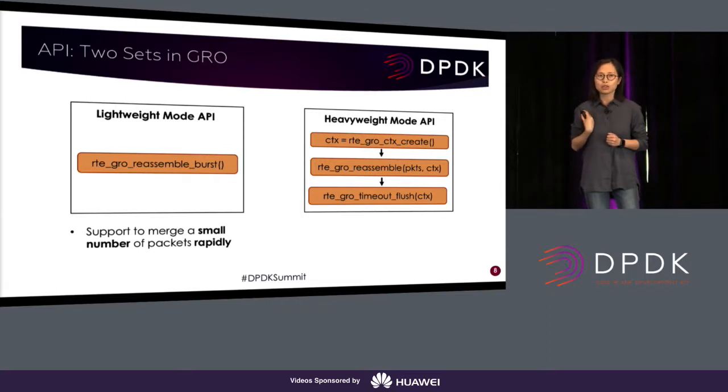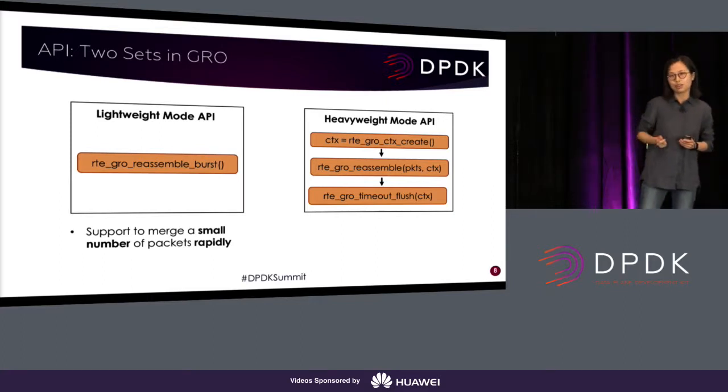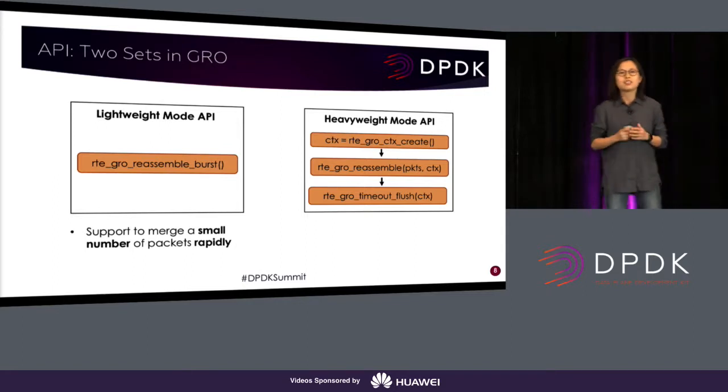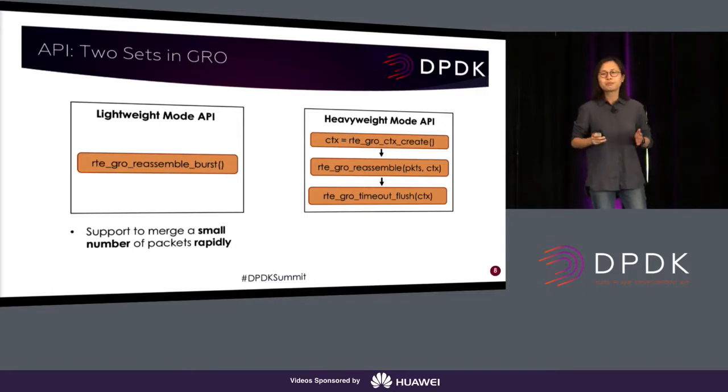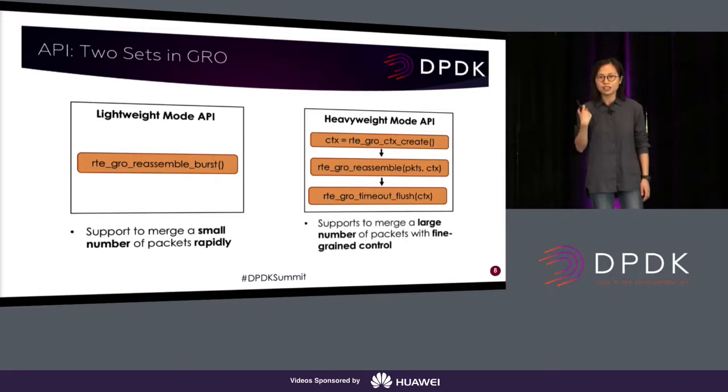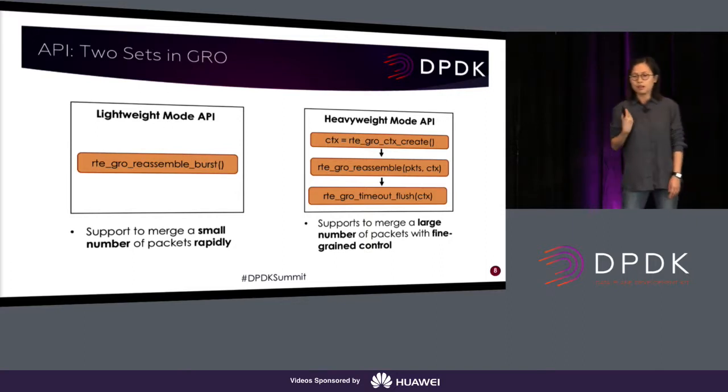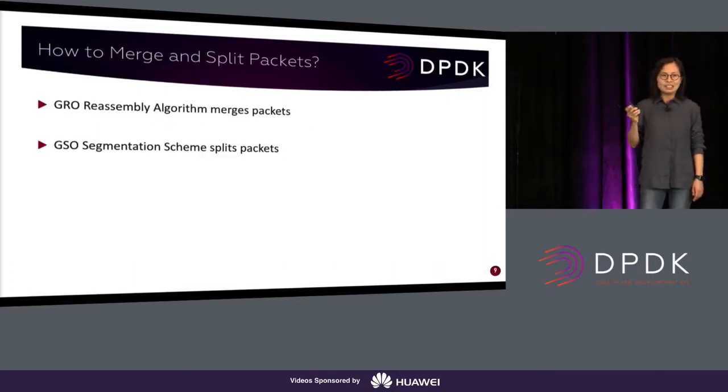Using this mode is more complicated. Applications need to create a context first, and then use this context to merge packets. And when they want to get the merged packets, they need to flush them from the context manually. The purpose of providing this mode is to enable applications to process a large number of packets with more fine-grained control. So after seeing the API design, let us see some algorithms.